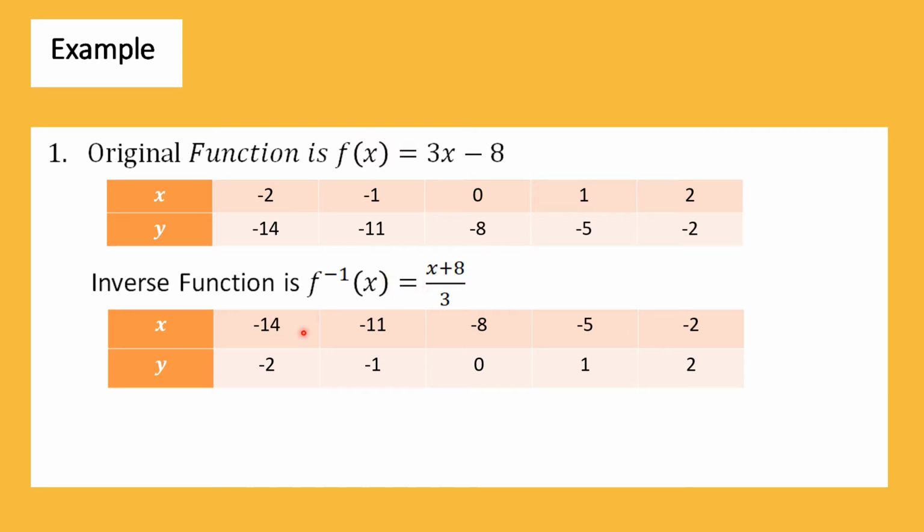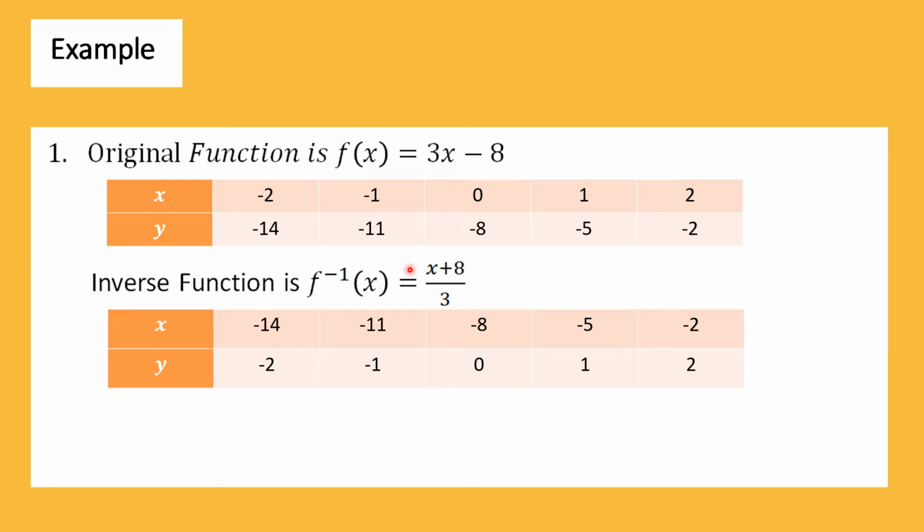So, to begin, it is equal to negative 14 plus 8 over 3. So, that is equal to negative 6 divided by 3, that is negative 2. Next is negative 11, substitute kay x, plus 8. Ito ay magiging negative 3 divided by 3, that is equal to negative 1. And then, next is negative 8. Negative 8 plus 8, that is 0. Divided by 3, 0 pa rin po yun.